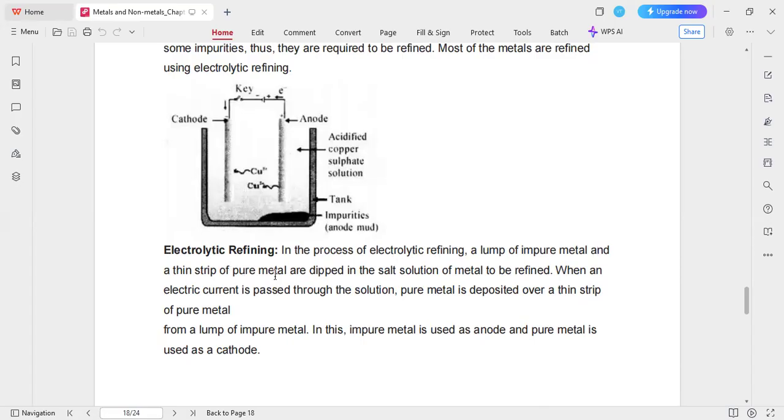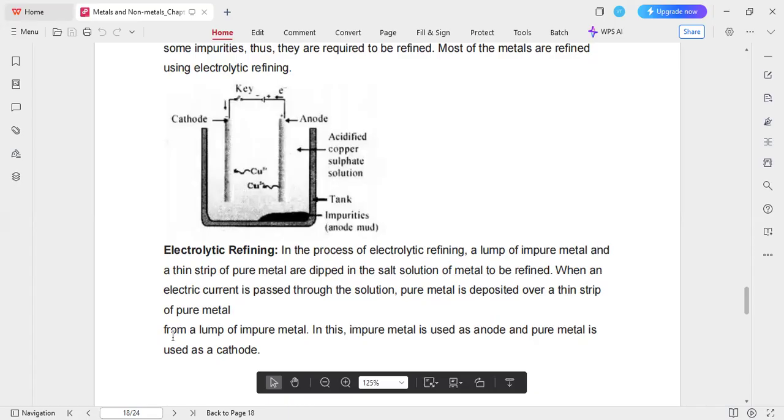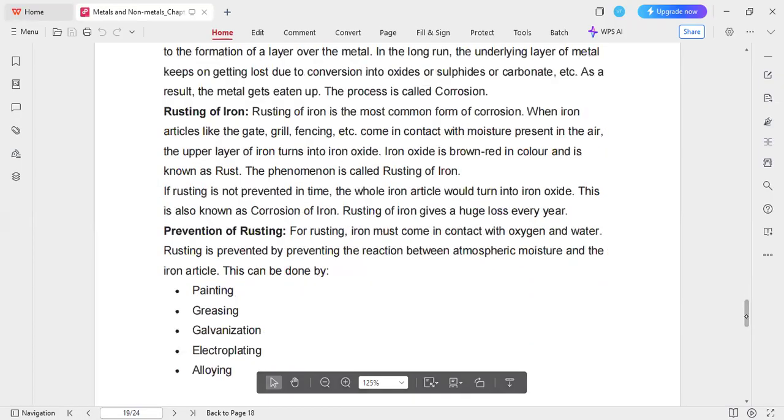In the process of electrolytic refining, a lump of impure metal and a thin strip of pure metal are dipped in the salt solution of the metal to be refined. When an electric current is passed through the solution, pure metal from the lump of impure metal is deposited over the thin strip of pure metal. Yes or no? So impure metal is used as anode and pure metal is used as cathode.